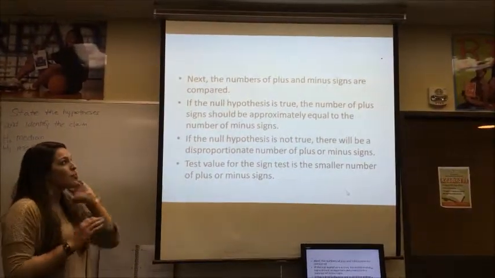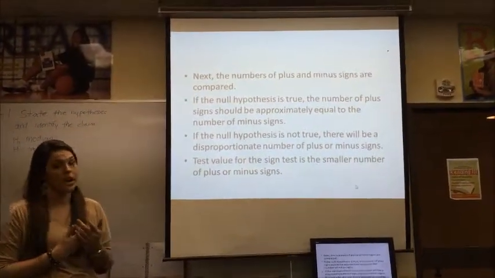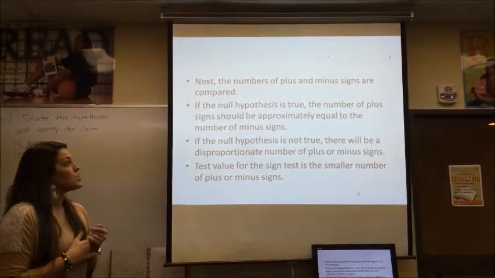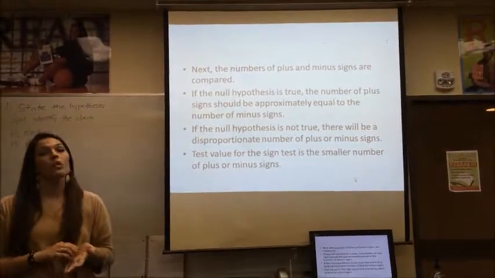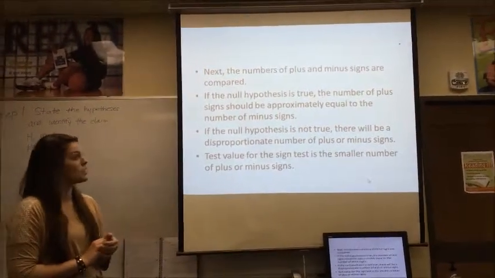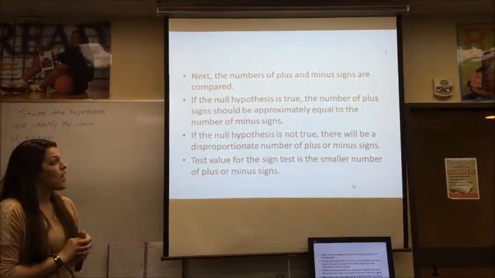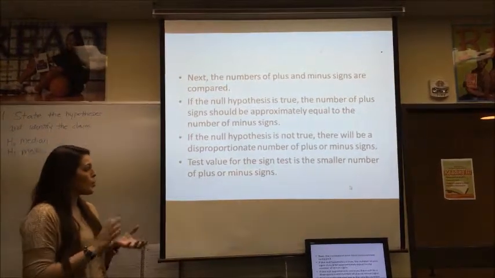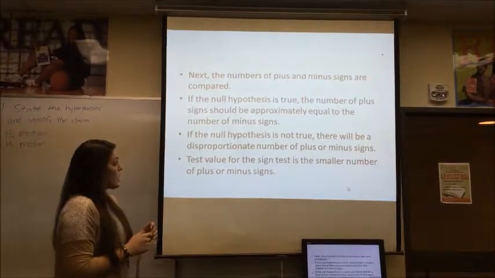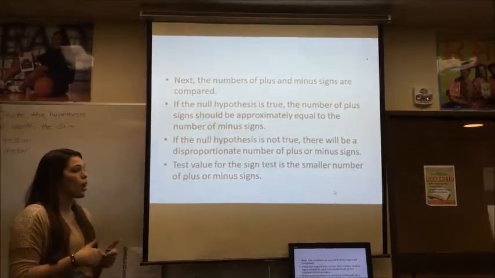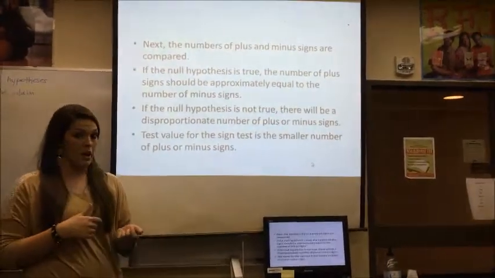Next, the numbers of plus and minus signs are compared. If the null hypothesis is true, the number of plus signs should be approximately equal to the number of minus signs. If the null hypothesis is not true, there will be a disproportionate number of plus or minus signs. The test value for the sign test is the smaller number of plus or minus signs.